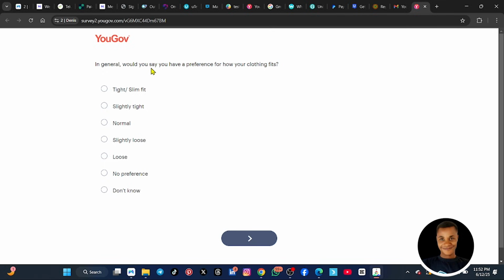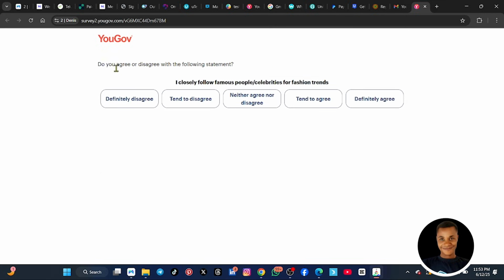In general, what preference do you have for how your clothing fits? They fit me very well. So let me... tight slim fit. Yeah, tight slim fit. So let me just do that. Okay, do you agree or disagree with the following statement? I closely follow famous people. Yes, I closely follow famous people. Definitely, I agree. Beauty means thin. No, I do not believe that beauty means thin. A fat person can also be beautiful. So I disagree with that.